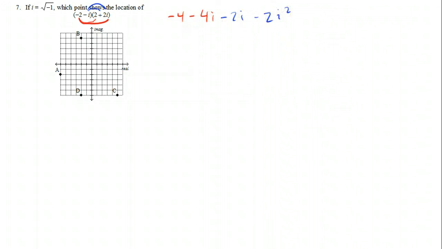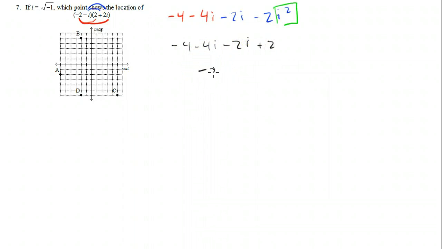So this i squared is very important because that's where they're reminding us here that i is an imaginary number. So by definition, i squared is negative 1. So this becomes a negative 1, which changes this minus 2 times negative 1 to a plus 2. So that next line is just going to be negative 4 minus 4i minus 2i, and here we get a plus 2. Now we can just combine our real and imaginary parts, so just combine the like terms.